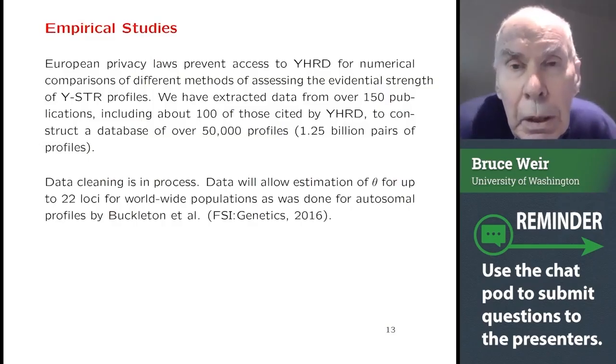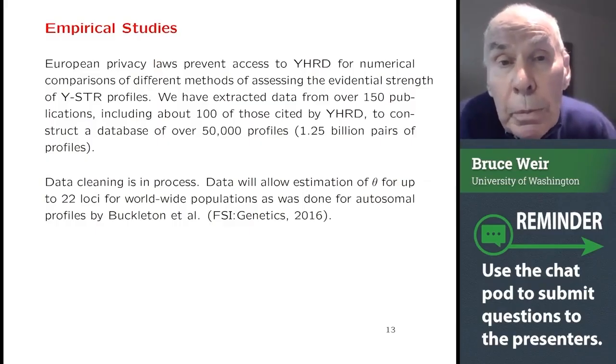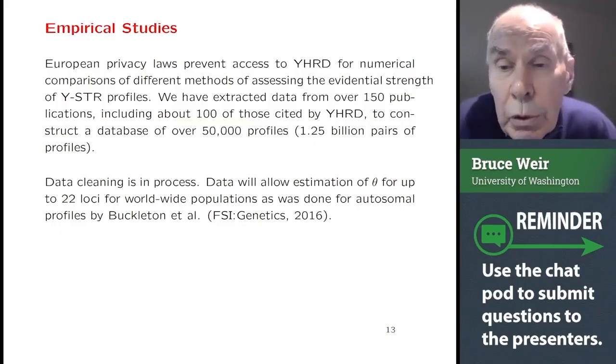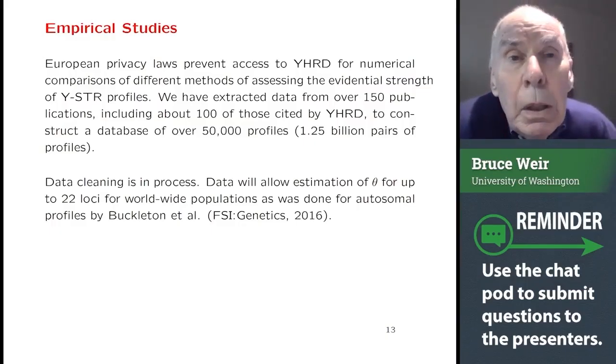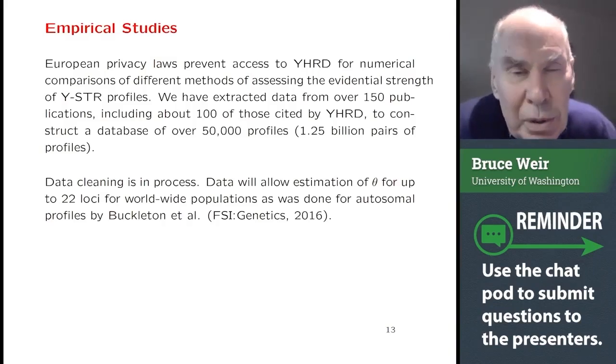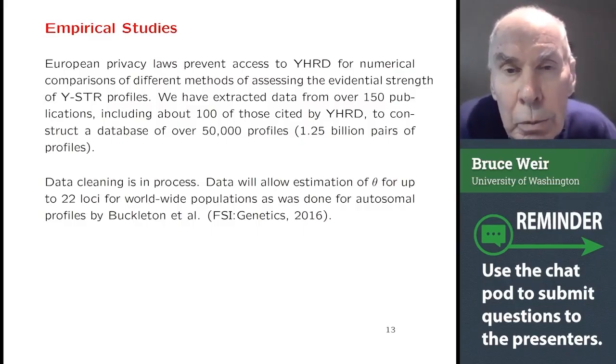So we have some theory. The theory matches data, as we'll see, and it lets us do a lot of playing around with different methods. Never as good as real data, of course. And we've got this wonderful resource, the YHRD database, 233,000 profiles, but we can't use it. We can type in upload a single profile, but we can't download the data, and that's because of European privacy laws. So a tremendously good resource, and it's not really available for us to do numerical experiments.